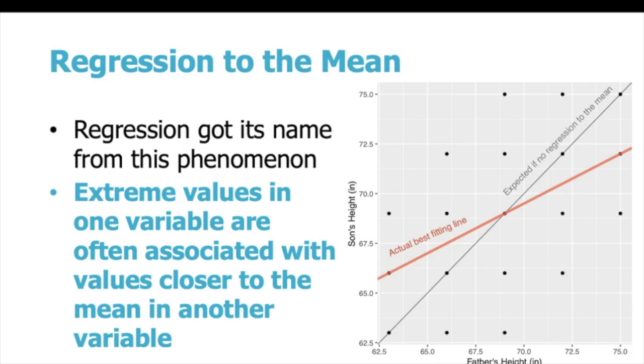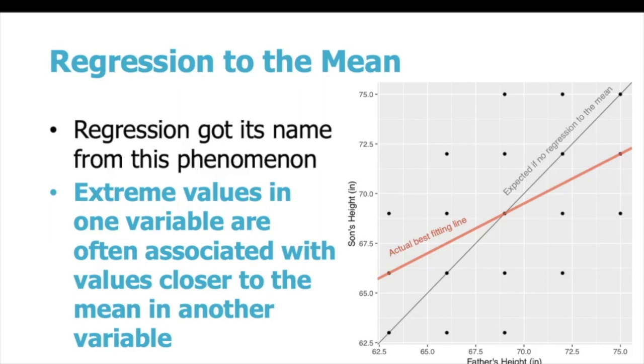And you see that also when you go to really low values. So really short fathers tend to have sons that are not as short. Right in the middle, you actually see a balance where if you're right at the mean of your variable, the distribution, then your son's height would also be right at the mean, roughly. But you do notice that there's a lot of variability around this.